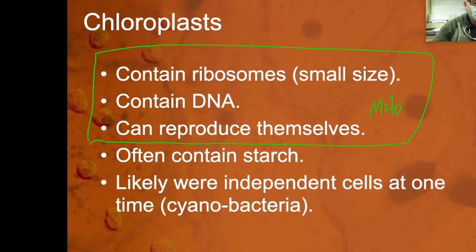Okay. These guys, through endosymbiosis, were likely what we call cyanobacteria. What color is cyan? It's kind of like a bluish, right? So it's a bluish green, so that's where that cyano comes from, and it comes from the coloring of chloroplasts.